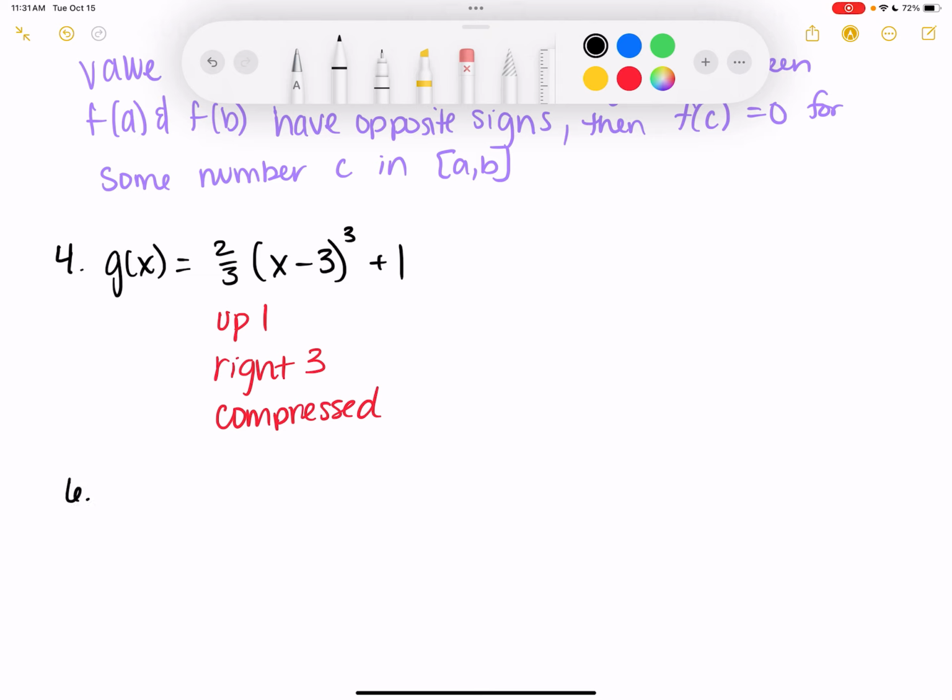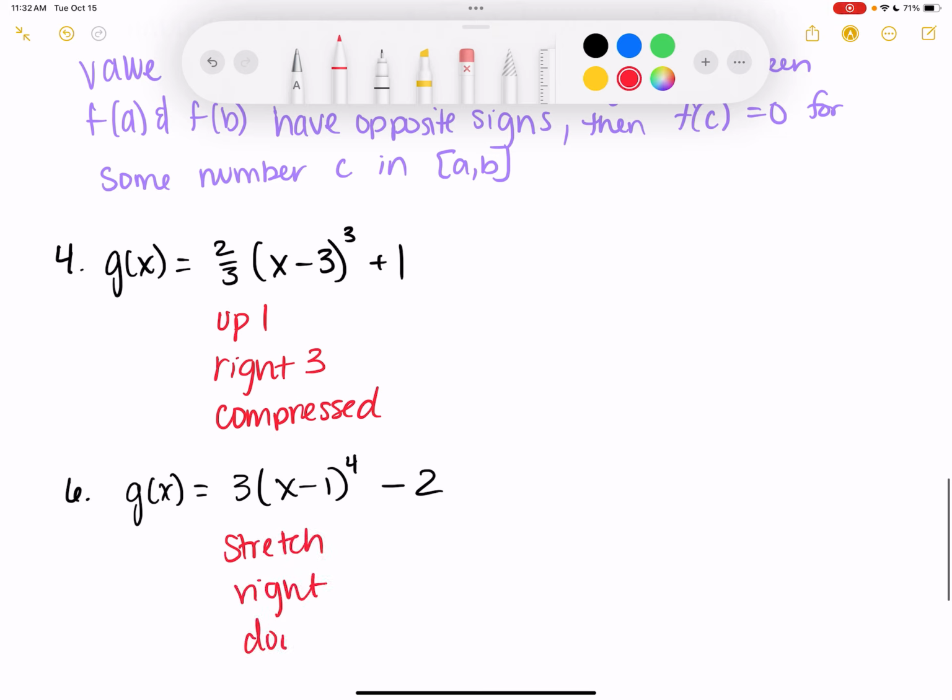6. g of x equals 3 times (x minus 1) raised to the 4th minus 2. Stretch. Right 1. Down 2. So those work the same way as the problems we'd been doing, so nothing any different about that.